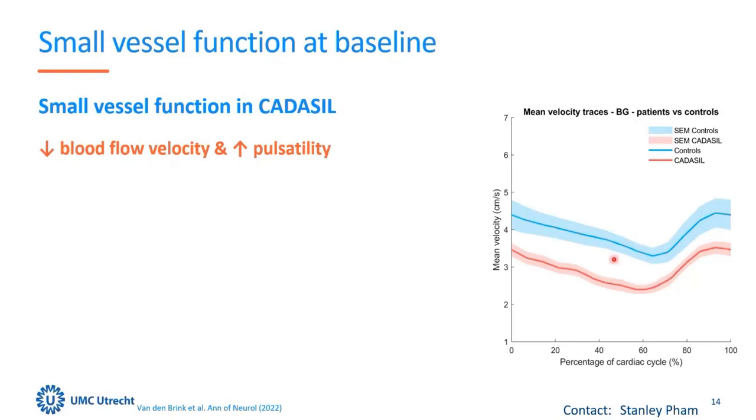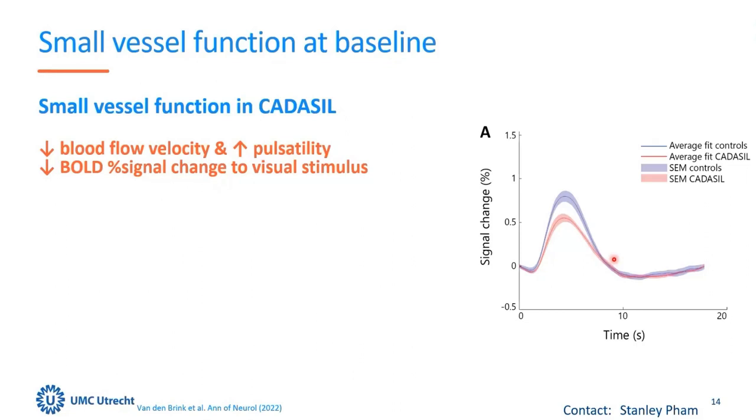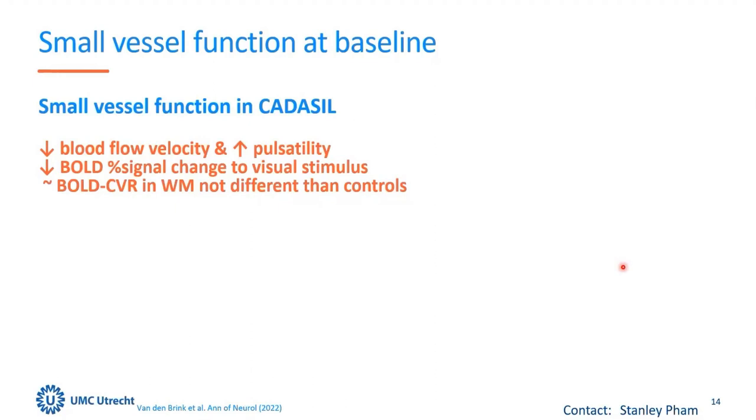What we also saw was that if you look at the visual hemodynamic response function, the bold CVR of the bold in the visual cortex, you see that the HRF in the CADASIL group had a significantly lower peak when compared to healthy controls. The full width at half max was roughly the same. And if we then looked at the bold CVR in the total white matter, the bold CVR was not significantly higher or lower in CADASIL when compared to controls.